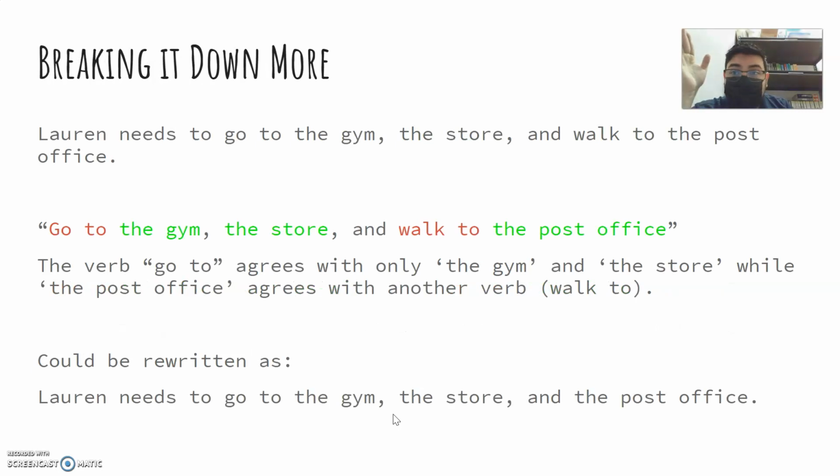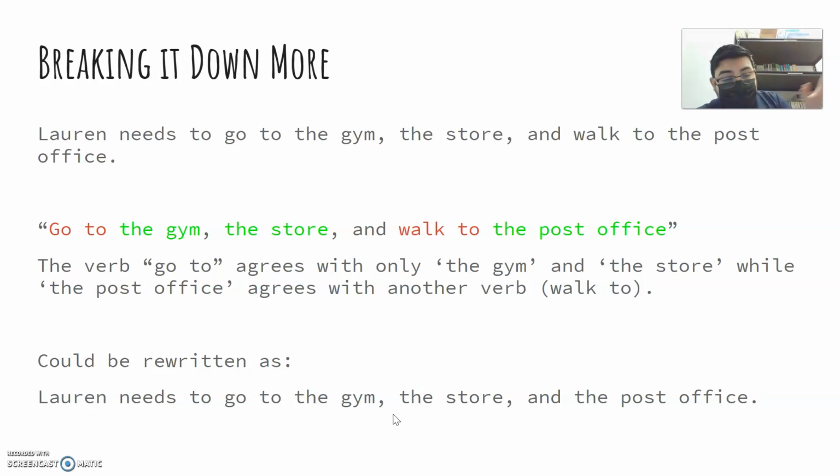Get rid of the walk to, all right? It doesn't matter. That can be in a whole separate sentence, like, oh, she needs to walk to the gym, the store, and to the post office. Or when going to the post office, she has to walk because it's not close and parking's bad. I don't know, something like that. But the verb go to agrees with only the gym and the store. So the verb has to agree with all three in that line: the gym, the store, and the post office. It can't just be two.